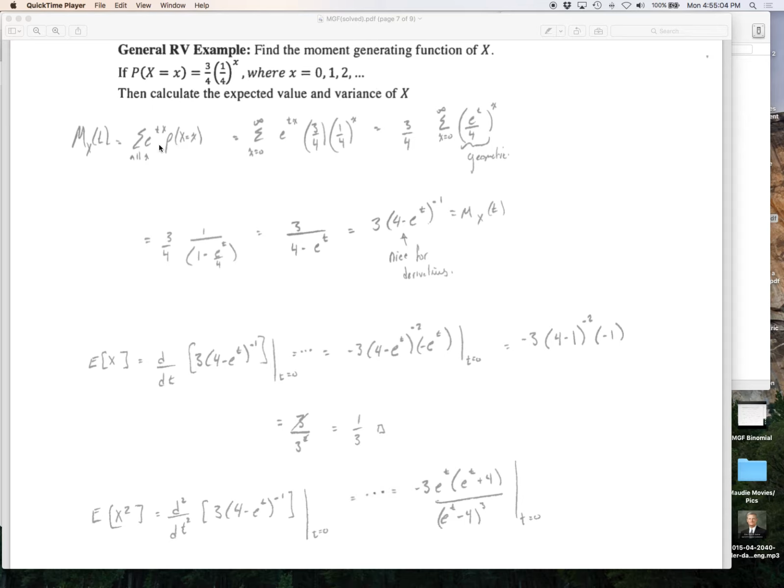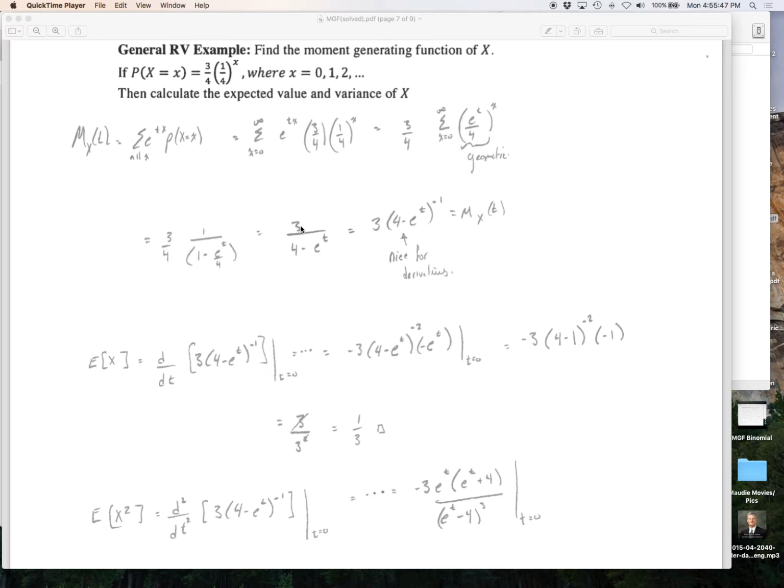So this is the sum of e to the power t times x times the probability distribution, which is given here, so I'll just sub that in. What I want to do generally is take out anything that has nothing to do with the index. 3 over 4 has nothing to do with the index. And really what I want to do is make something work so I can get rid of this infinite sum. Here they both have common powers of x, so I'll put that together and get e to the power t divided by 4, all to the power x. This is a geometric series that I can use my identity for. I get 3 over 4 times 1 over 1 minus e to the t all over 4.